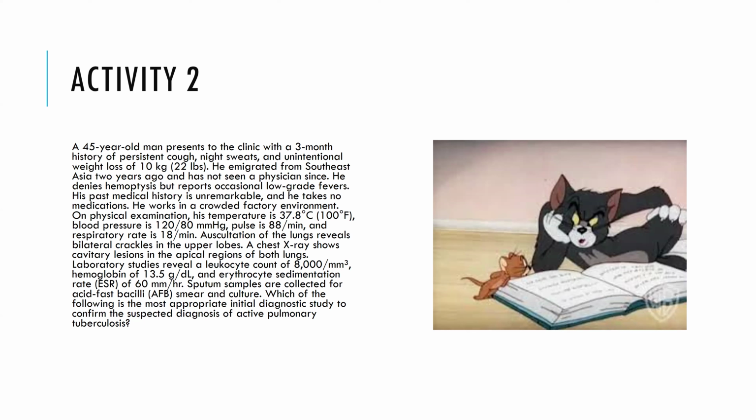A chest X-ray shows cavitary lesions in the apical regions of both lungs. Laboratory studies reveal a leukocyte count of 8,000 per cubic millimeter, hemoglobin of 13.5 grams per deciliter, erythrocyte sedimentation rate of 60 millimeters per hour. Sputum samples are collected for acid-fast bacilli smear and culture. Which of the following is the most appropriate initial diagnostic study to confirm the suspected diagnosis of active pulmonary tuberculosis? What is the answer, guys?